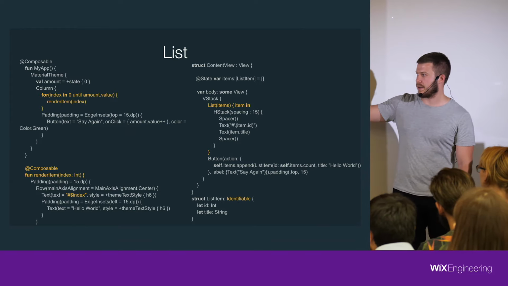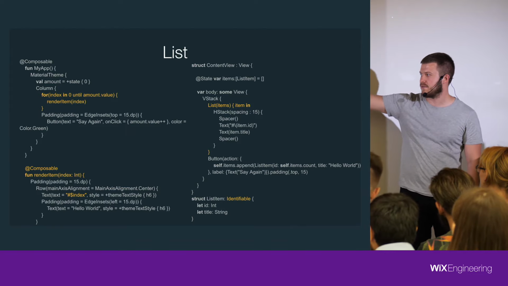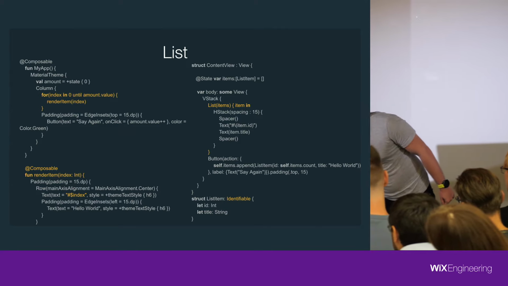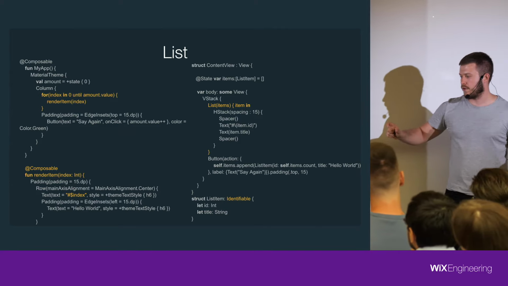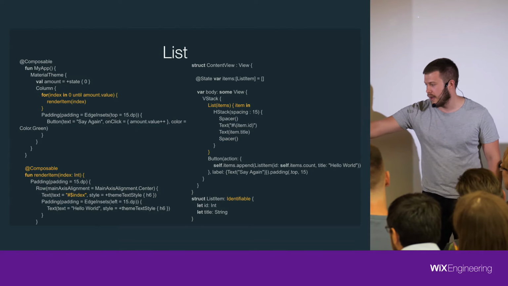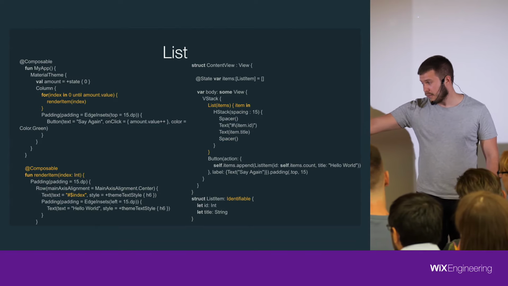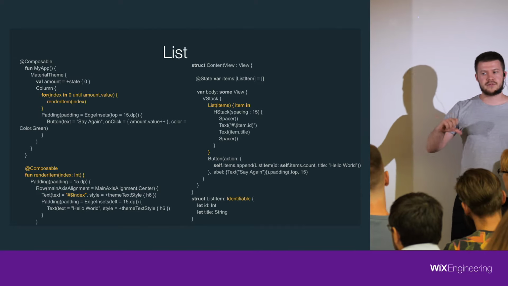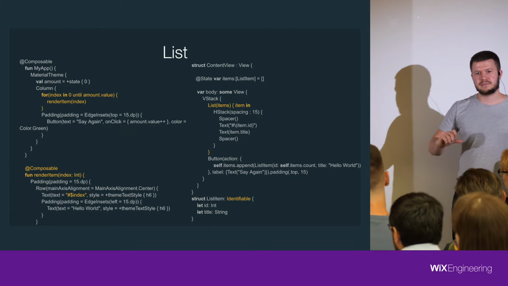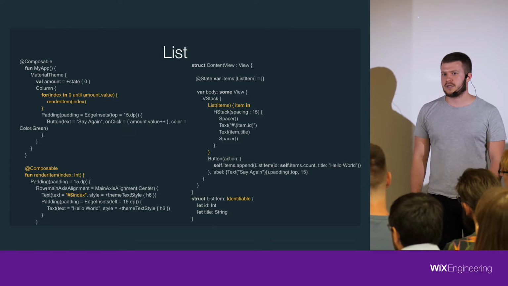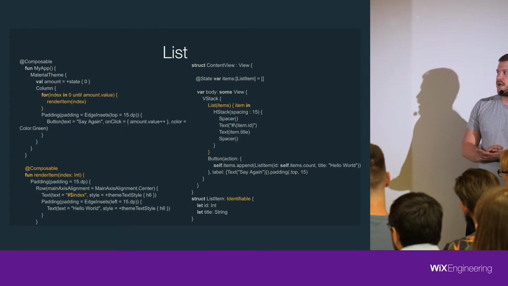But as you see in SwiftUI, we have Identifiable. You have to conform to this protocol, and you have to have a property ID. It's like a key in React Native. So you have to follow some rules, and I don't know if Compose will do some optimization. I don't know at what stage they are with lists.